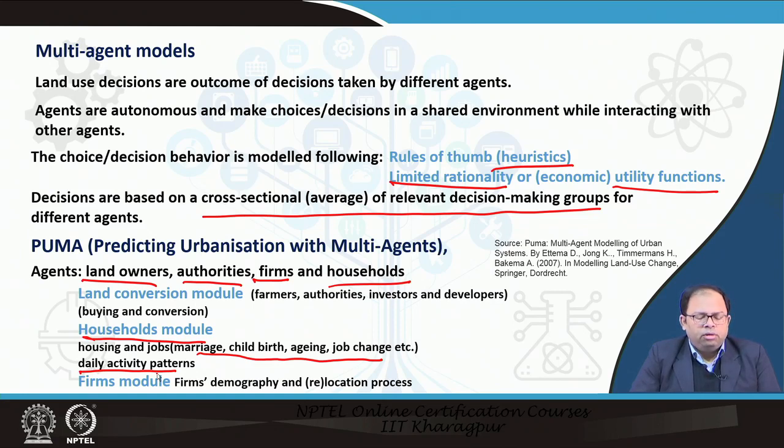And finally the farm module, where the farm's demography and relocation process is also modeled. So these are the different agents, like the landowners and authorities, and they are connected in these different modules. They interact with each other, and they take certain decisions which follow limited rationality, resulting in a particular choice which ultimately determines the spatial structure of a particular urban area.